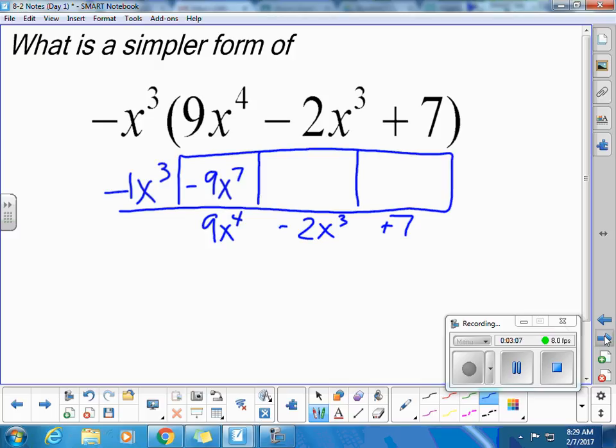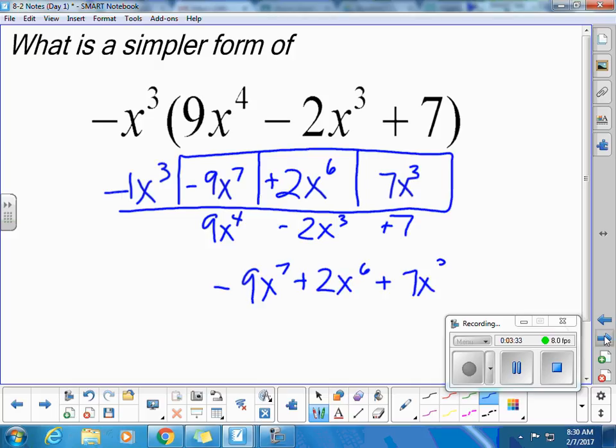Moving on to the next one, a negative 1 times a negative 2 is a positive 2. X to the third times x to the third, x to the sixth. And then negative 1 times 7, which would be negative 7. I don't have anything to multiply the x to the third by, so it'd just be 7x to the third. So again, our answer is just going to be negative 9x to the seventh plus 2x to the sixth plus 7x to the third.